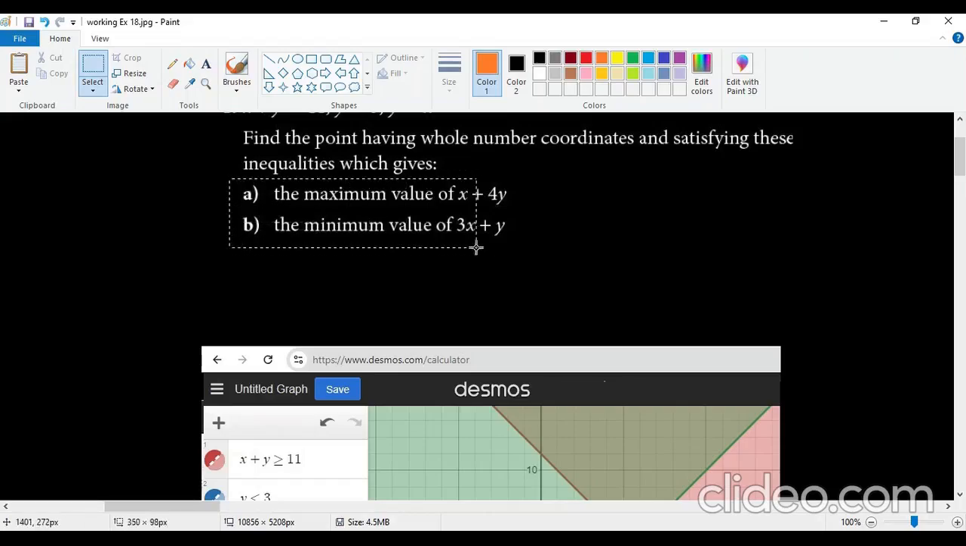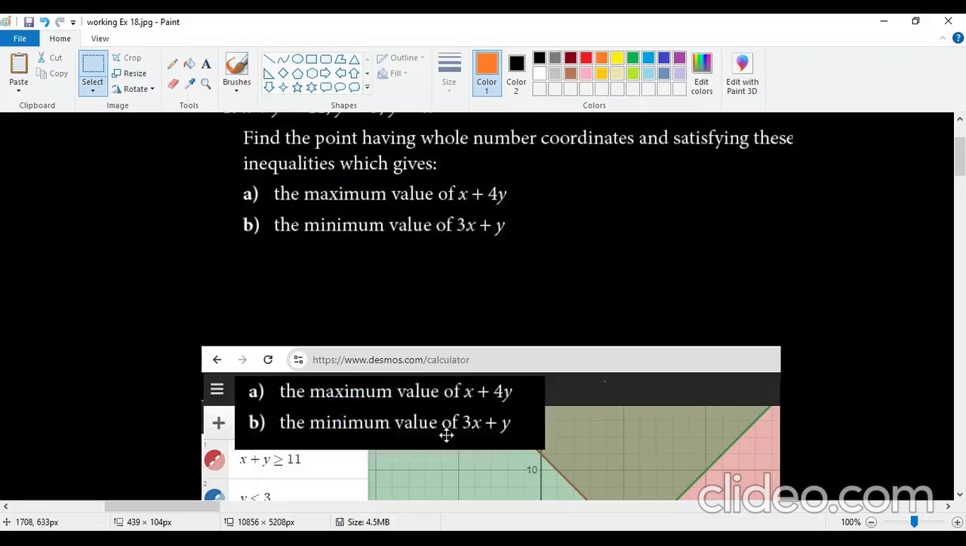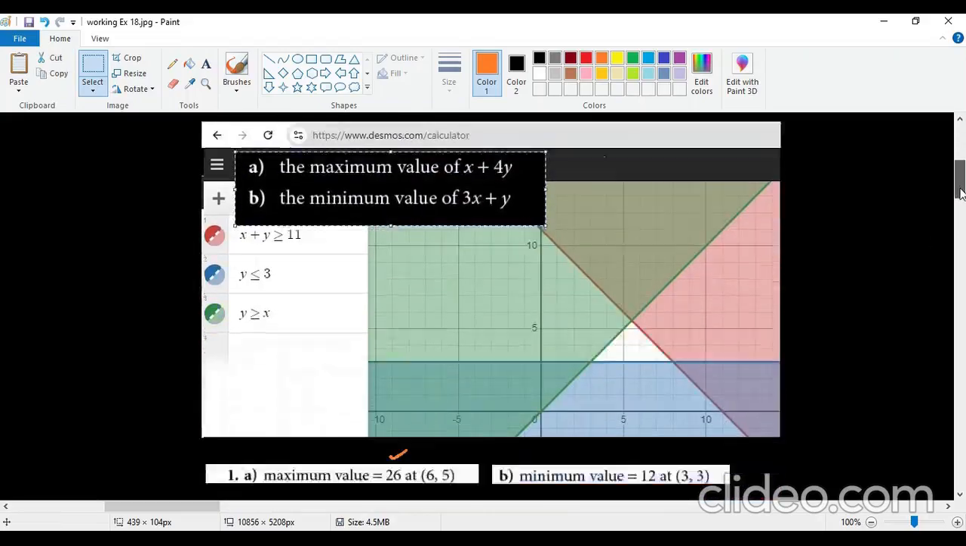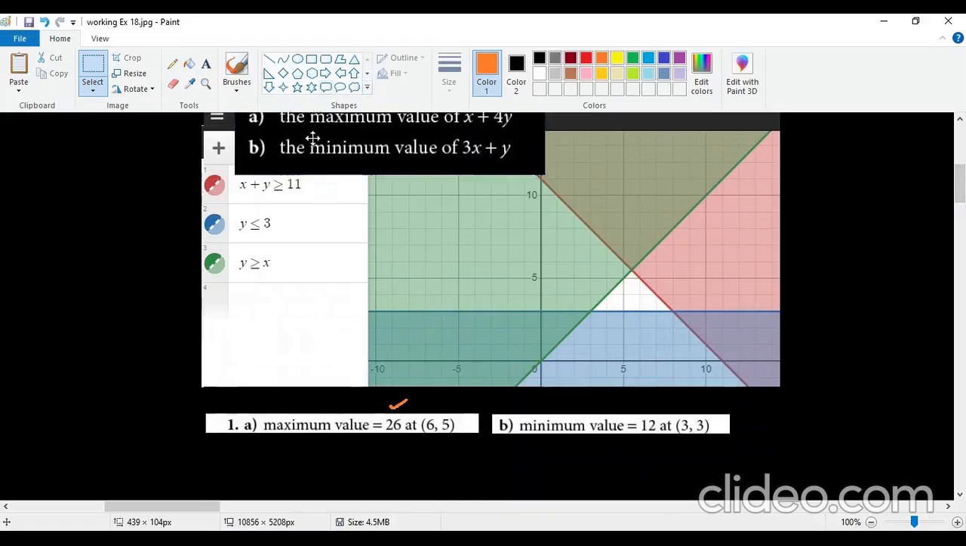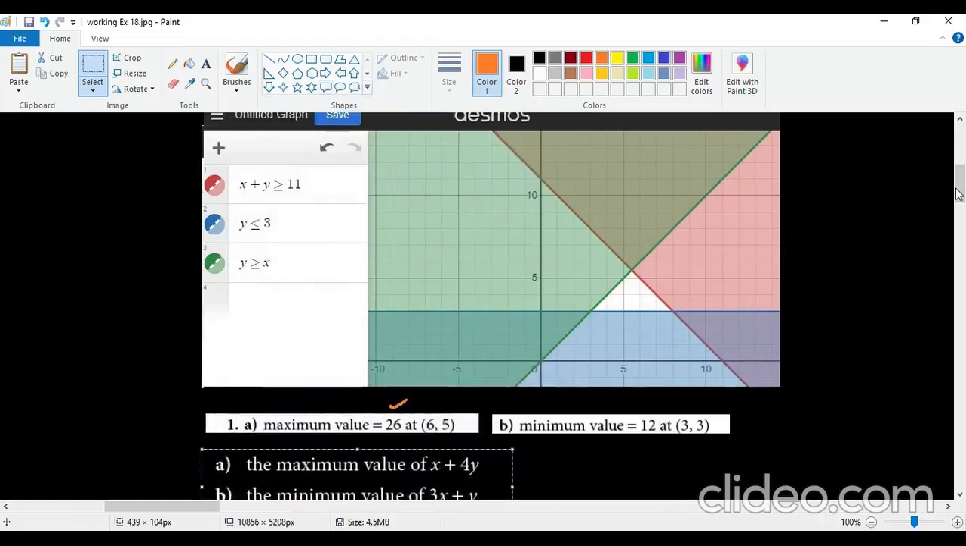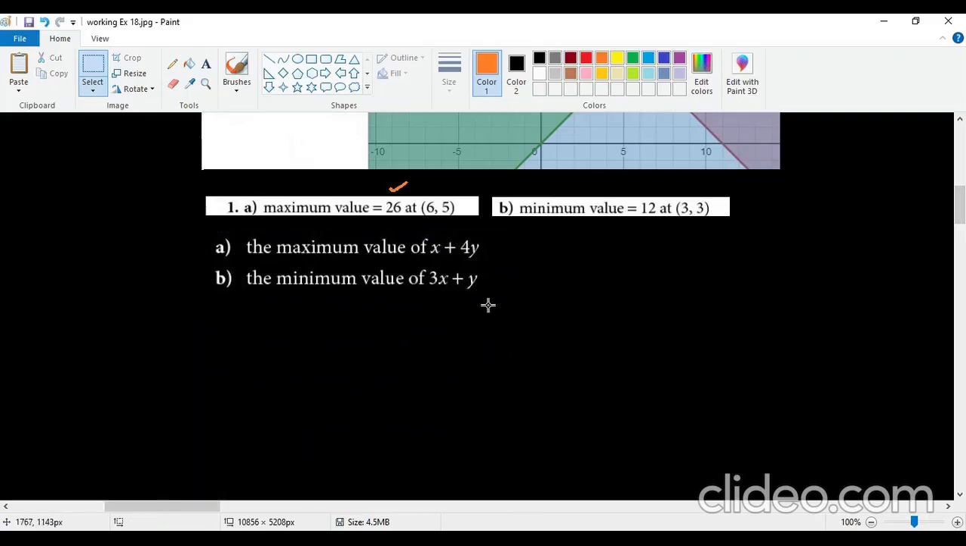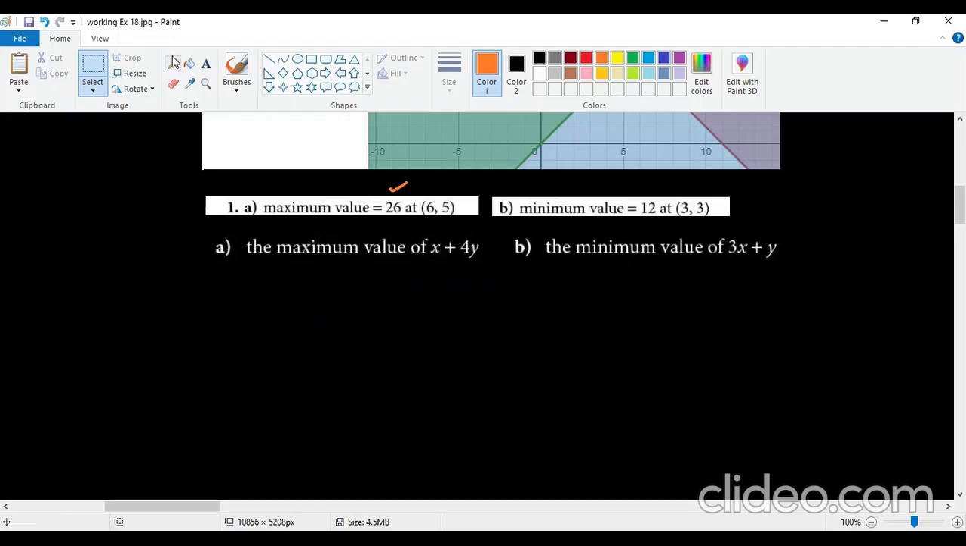I am going to take this down below and see how we get the maximum and the minimum value, which is given in the question itself. This is going to be for minimum. Now, since we have found the values of x and y, x is 6, for example, and y is 5. So this is going to be 6 plus 20. It's going to be 26.